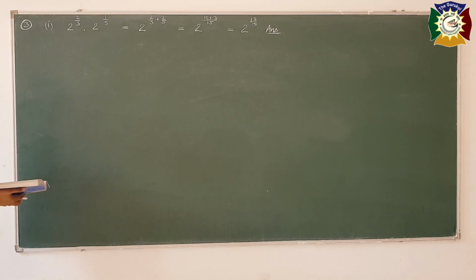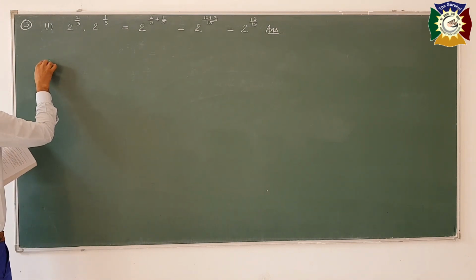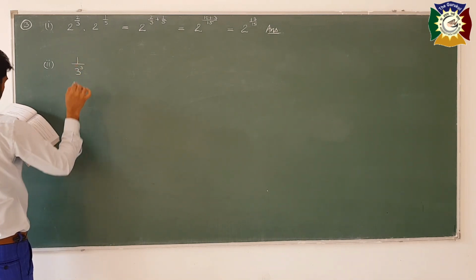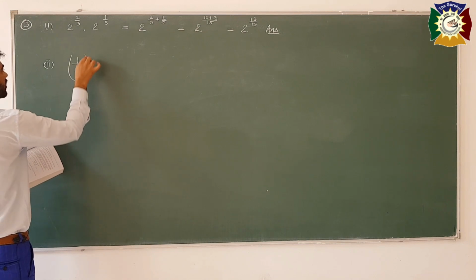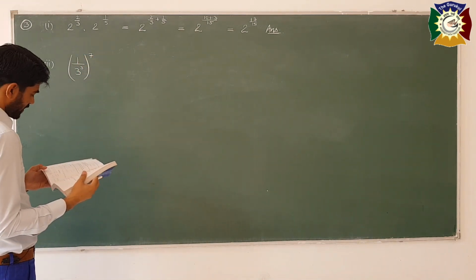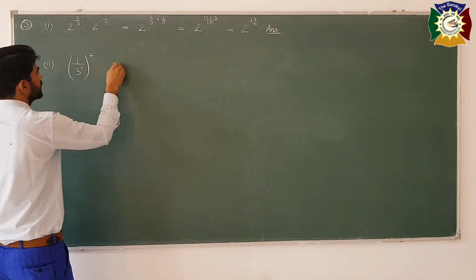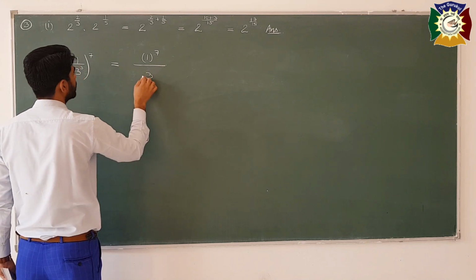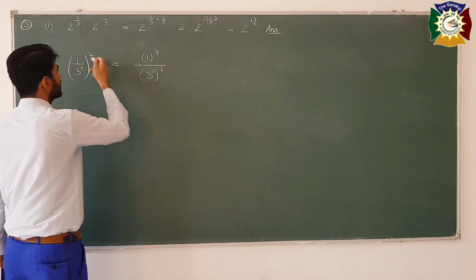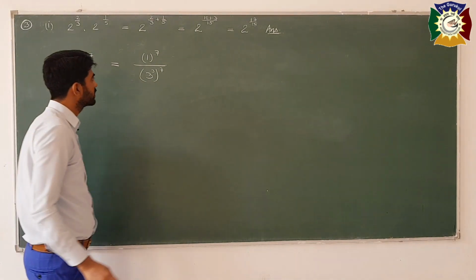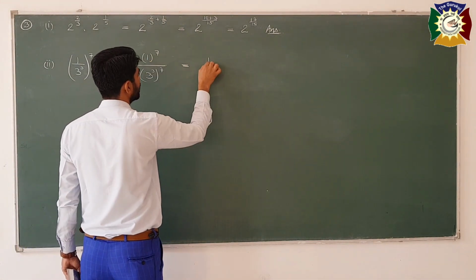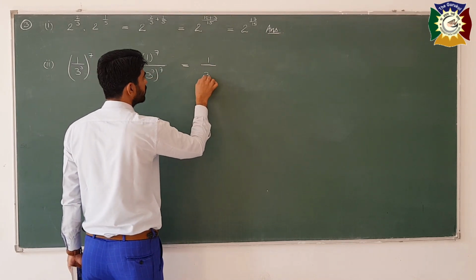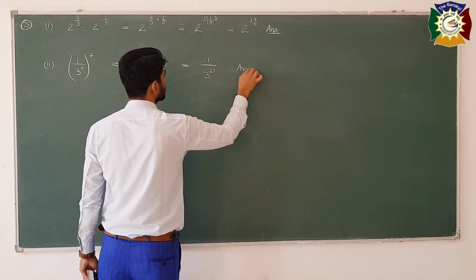Next, part 2. We have 1 upon 3 to the power 3 and whole to the power 7. So we can write this as 1 to the power 7 upon 3 to the power 3 to the power 7. Separately we can write the powers of numerator and denominator. So 1 to the power 7 is 1 upon, power to the power will get multiplied, so it will be 3 to the power 21. That's the answer.